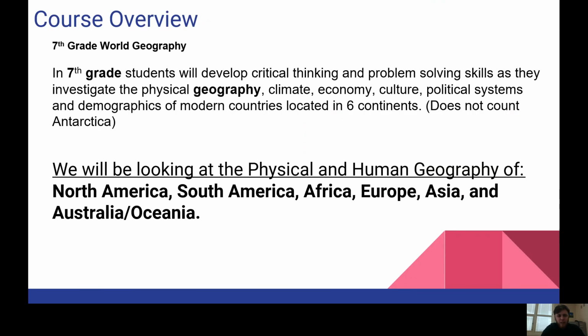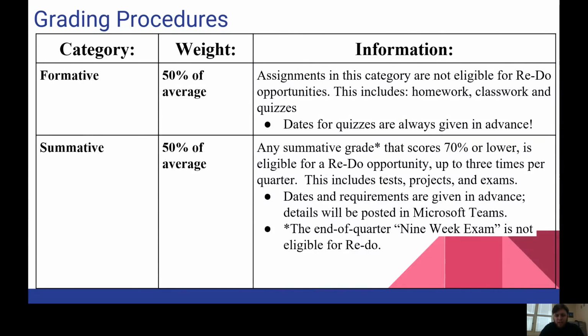All right, to give you a quick overview of the course, this is 7th grade world geography. In 7th grade, students will develop critical thinking and problem-solving skills as they investigate the physical geography, climate, economy, culture, political systems, and demographics of modern countries located in 6 continents. We do not cover Antarctica. We will be looking at the physical and human geography of North America, South America, Africa, Europe, Asia, and Australia and Oceania.